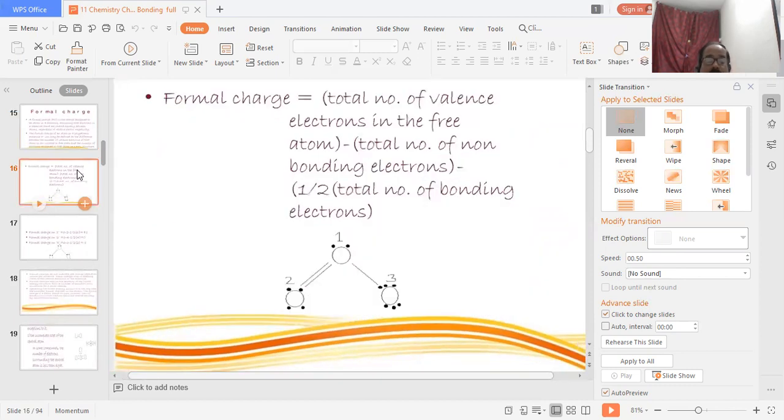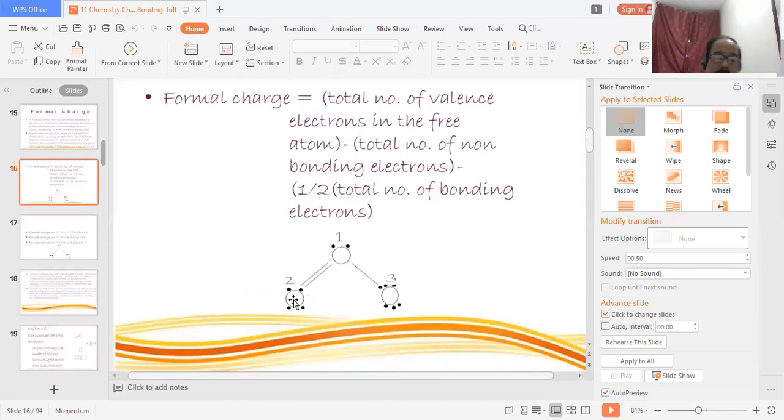And this is the example of ozone. The formula for formal charge is total number of valence electrons in the free atom minus total number of non-bonding electrons minus 1/2 total number of bonding electrons. Here there are 3 atoms of oxygen. For the first oxygen, the double bond means 2 electrons participate.